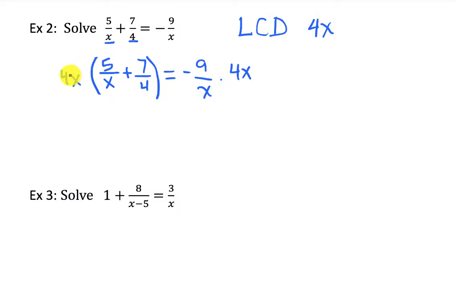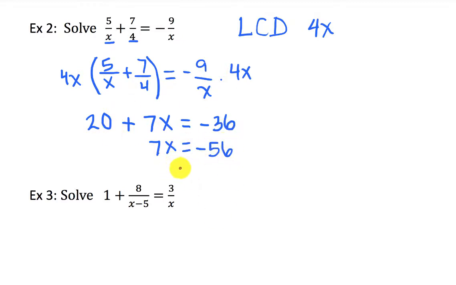When we simplify this, we get 5 times 4x over x, which is 20x over x, and those x divided by x terms will cancel. And then we have 7 times 4x, which is 28x. 28x divided by 4 would just be 7x. On the right side, we have 4x times -9. So we have -36x divided by x would leave us with just -36. Now when we solve, we get x equals -8.